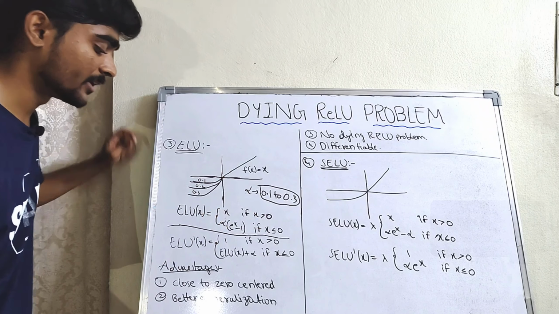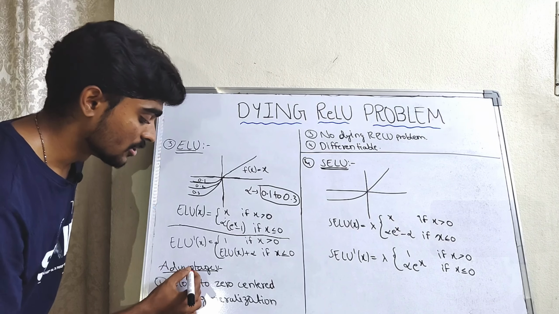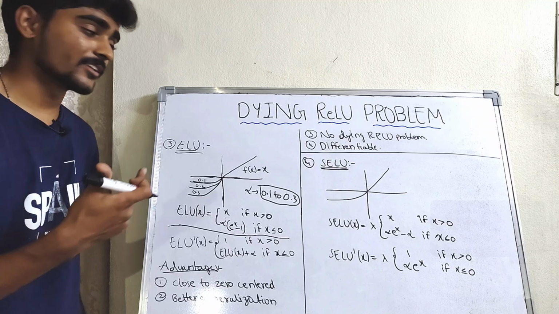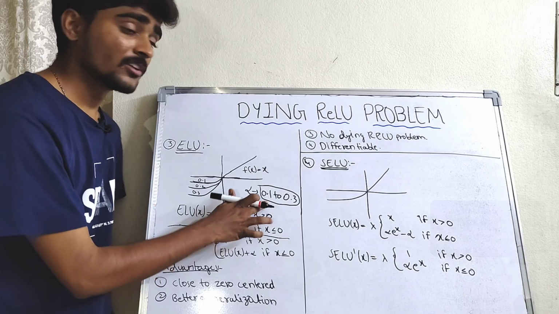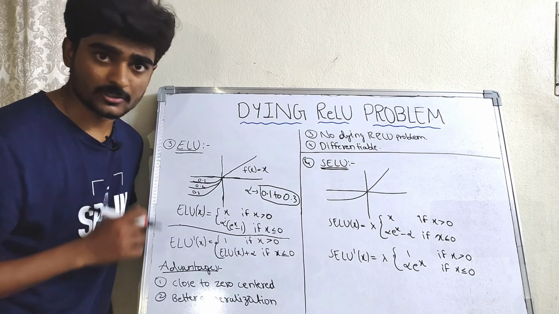This is the derivative of the ELU activation function: 1 for x greater than 0, and for x less than 0 it is ELU of x plus alpha. Now let us discuss the advantages and disadvantages of the ELU activation function. The first advantage is that it is close to zero centered. Why do we call it close? Because it is multiplied with a smaller numerical value.